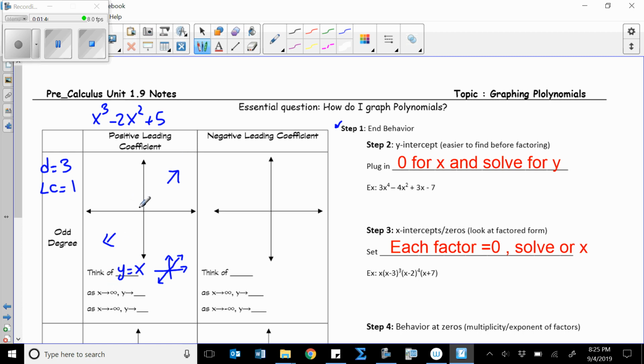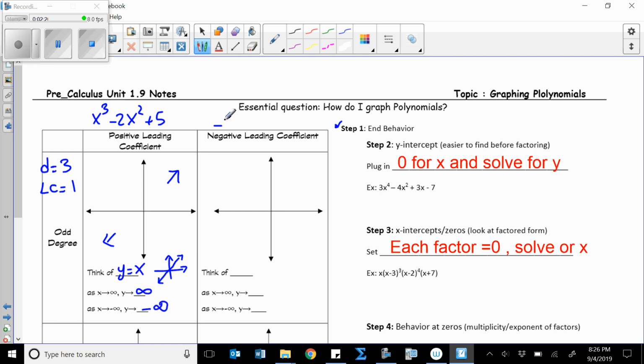That means if x is going to infinity, y is also going to infinity. X is going to negative infinity, y is also going to negative infinity. So that's the end behavior. This means if you have a polynomial and the degree is odd and the leading coefficient is a positive number, you need to think of y equal to x, because the end behavior of this polynomial is going to be similar to y equal to x.